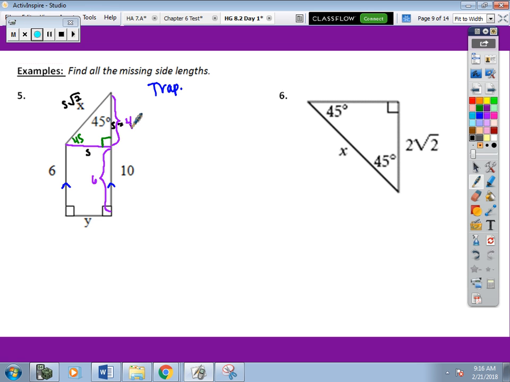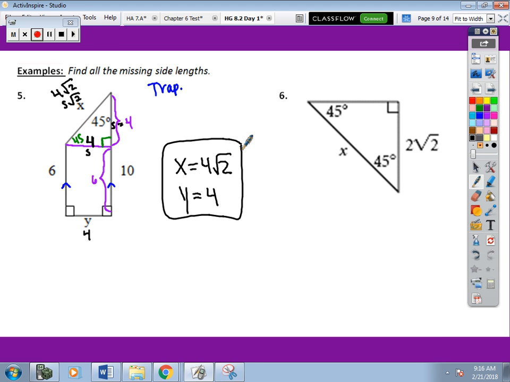So if this is 4, this is also 4. This would then be 4 root 2. So x equals 4 root 2. There's no units to tack on here. And since this value is 4, this also has to be 4, because those would be congruent. It's a rectangle. So y would be 4.